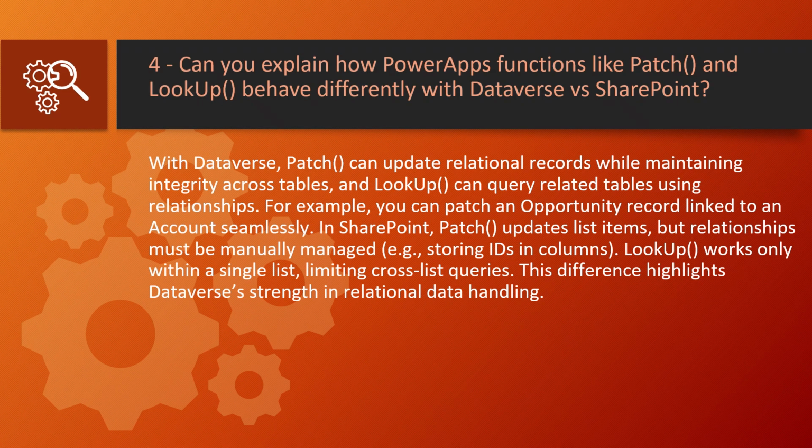Can you explain how Power Apps functions like Patch and LookUp behave differently with Dataverse versus SharePoint? With Dataverse, Patch acts to update relational records while maintaining integrity across the tables, and LookUp can query the related tables using the relationship. For example, you can patch an opportunity record linked to an account. In SharePoint, Patch updates the list item, but relationships must be manually managed, meaning you store the ID in a column and then manage it that way.